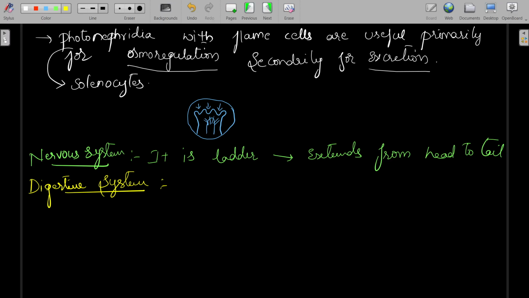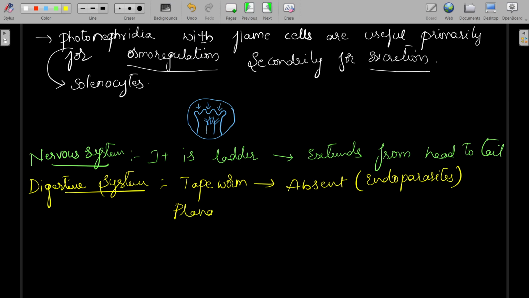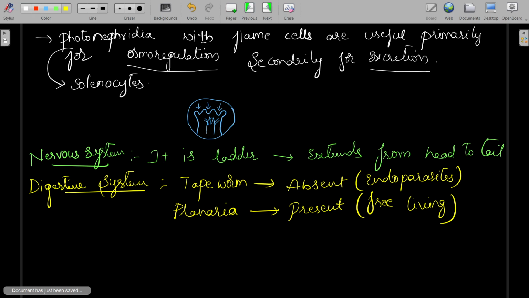The digestive system is absent in endoparasites. That means in tapeworms, the digestive system is absent because these are endoparasites. They live in the intestines of human beings. You can call it pork worm too. Next, free living forms, for example planaria. In planaria, the digestive system is present, and these are free living organisms.